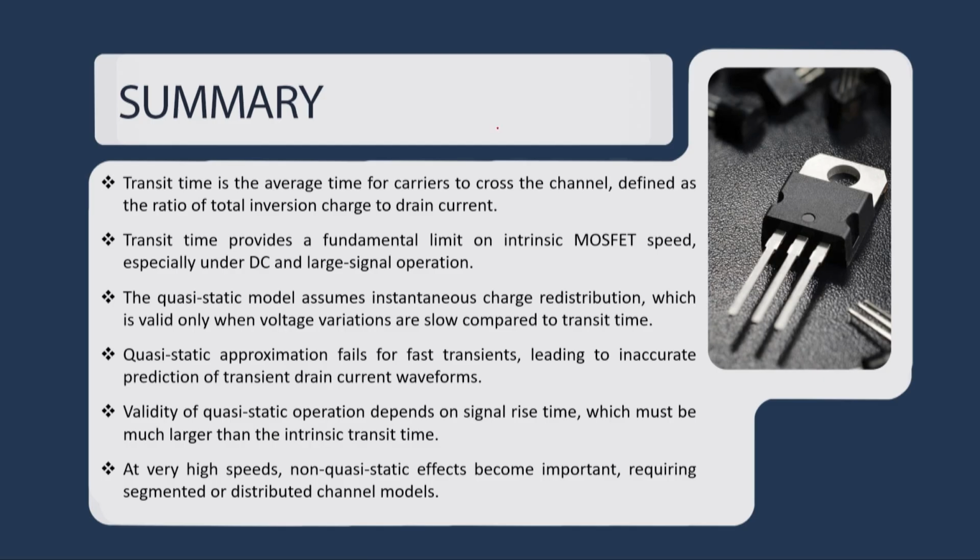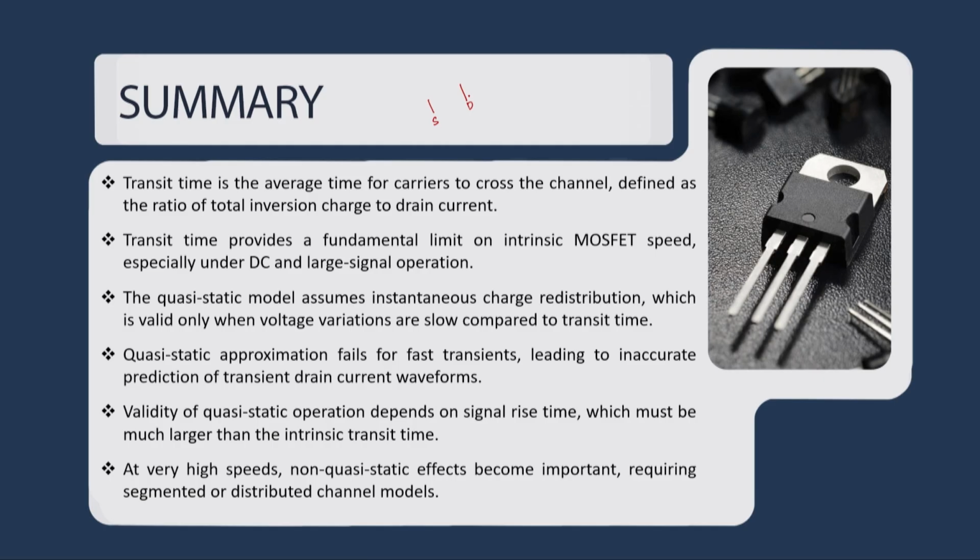Now let me summarize that in this lecture we have discussed the transit time of the charge carriers, which is the average time taken by the charge carriers to move from source to drain. The transit time provides a fundamental limit on the intrinsic speed of a MOSFET. We have also discussed the possible limitations of the quasi-static model we have derived so far.